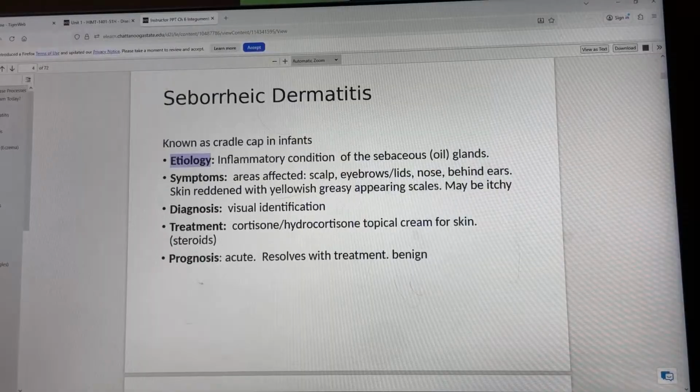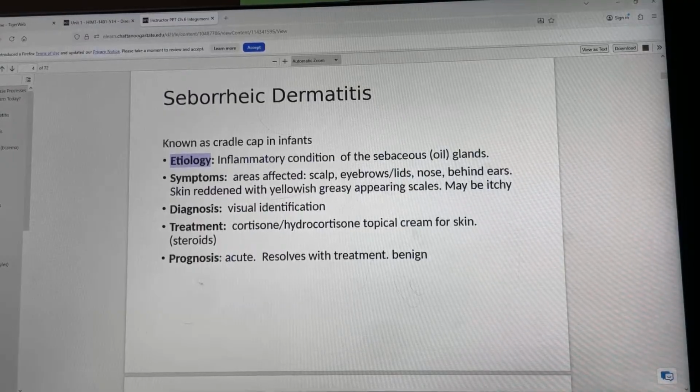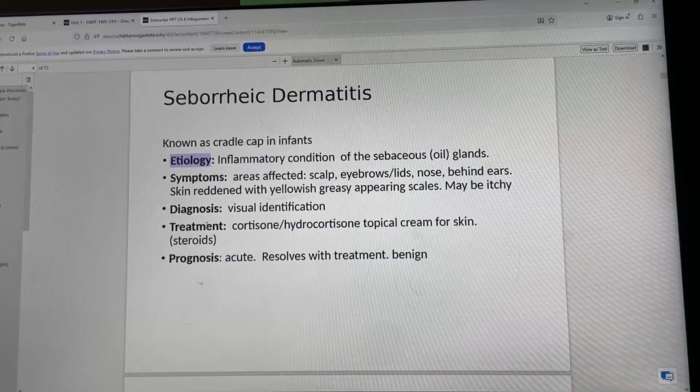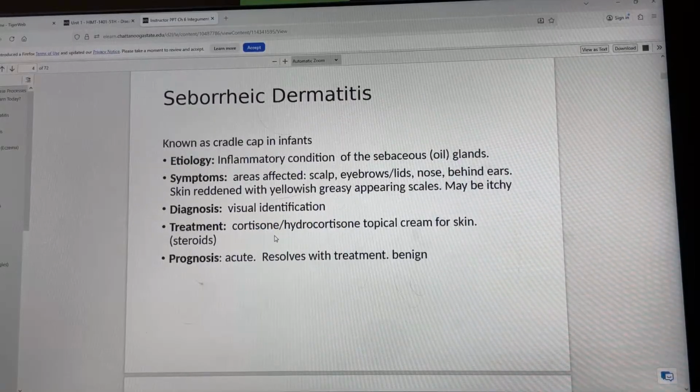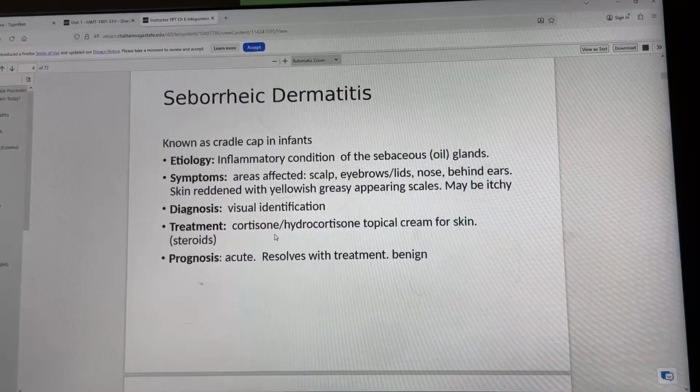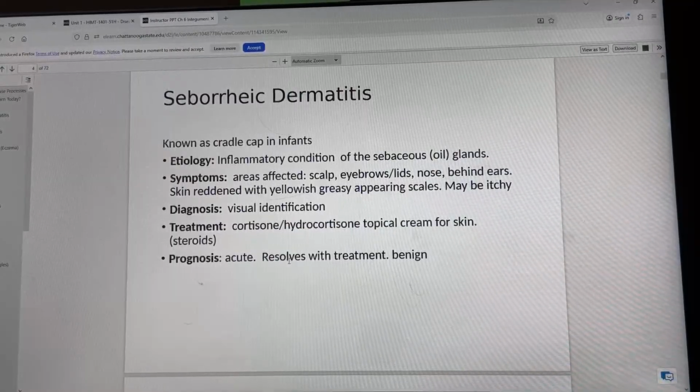Anyways, so it can be itchy. Diagnosis is easy. You just look at it and know that's what it is, right? There's not a special test or anything. You can just tell by the signs and symptoms. And then for the treatment, you're actually going to use cortisone and hydrocortisone cream. What drug class are those? Steroids, right? We know that because they end in zone. So that's one thing you'll want to remember. Okay, so you rub that on there, and it just calms down that inflammation of those oil glands overproducing that oil.